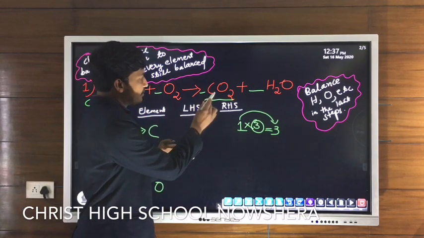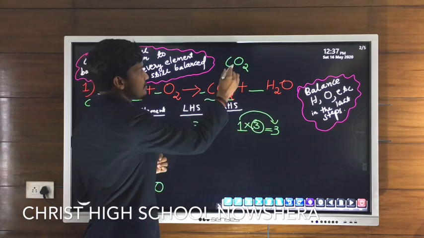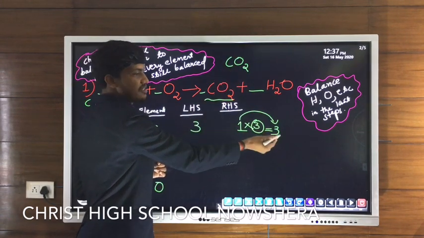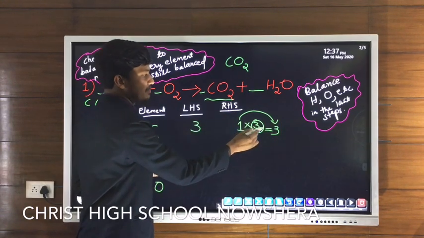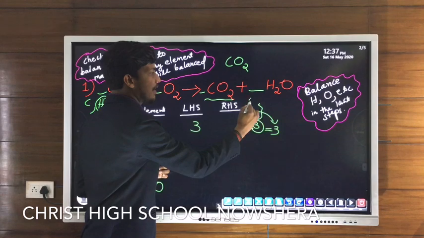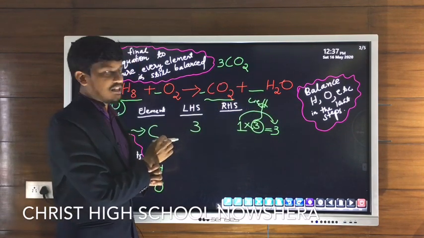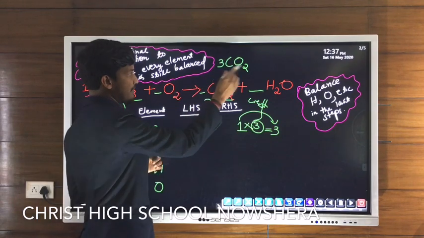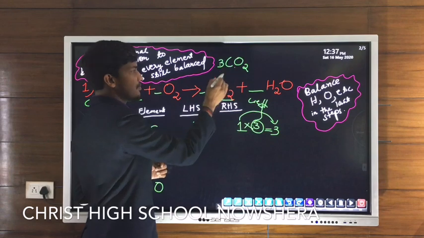But there is only 1 carbon atom. In CO2, how many carbon atoms? 1 carbon atom. This 1 carbon atom should be changed into 3. So how can we make it? By multiplying by 3. Multiplying by 3 means we have to write coefficient 3. That is, if you write coefficient 3 in front of the carbon dioxide, in front of CO2, we can see that the number of carbon atoms will become 3 into 1, 3.